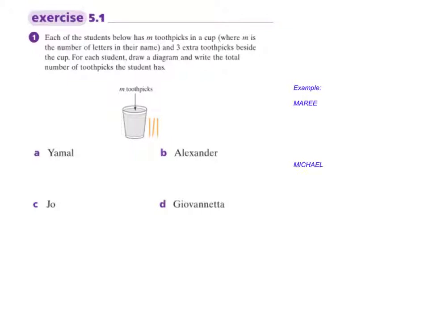So, for example, my name is Marie, and I've got 1, 2, 3, 4, 5 letters in my name. So if I was to do this example, here's my cup, here's my 5 matchsticks to match my 5 letters of my name, plus 1, 2, 3 extra. So how many matchsticks would I have? I would have 5 in my cup plus those 3 extra, make it 8.